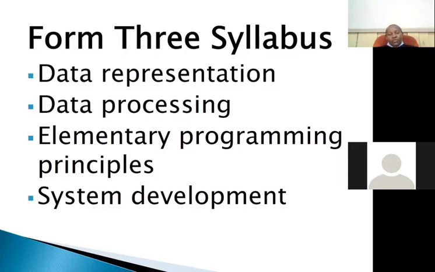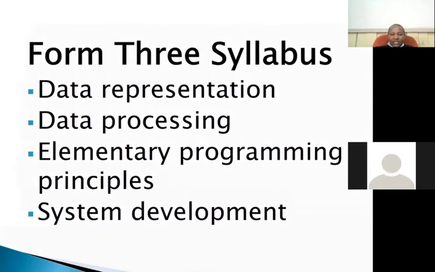Then you should be able to know all that, theories of system development, and again, the stages of system development. What happens at each stage of system development? As a candidate, you should be able to know all that, such that when a question is tested from any of those stages of system development, you are able to tackle it. Then now that's all about Form 3.